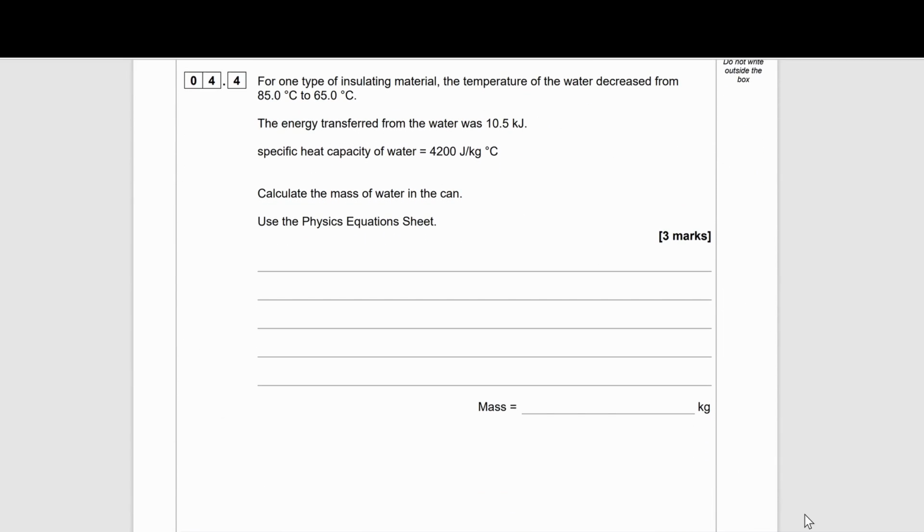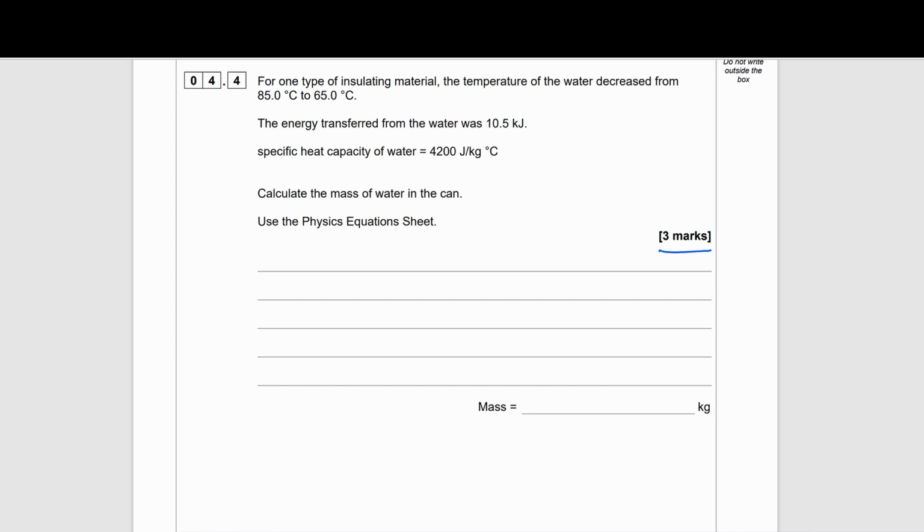4.4. For one type of insulating material, the temperature of the water decreased from 85.0 degrees to 65.0 degrees. The energy transferred from the water was 10.5 kilojoules. The specific heat capacity of the water was 4,200 joules per kilogram degrees Celsius. Calculate the mass of the water in the can. Use the physics equation sheet. 3 marks.